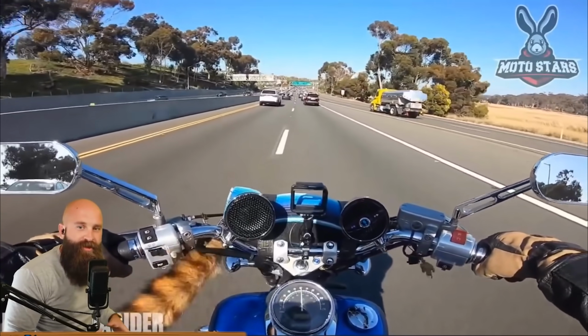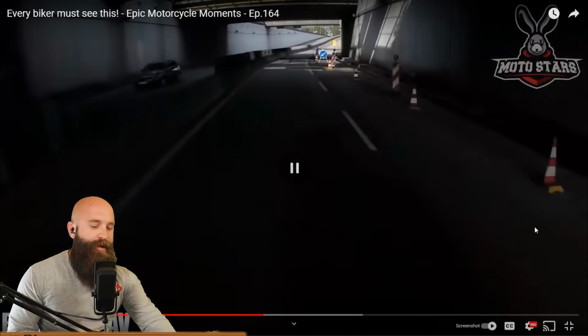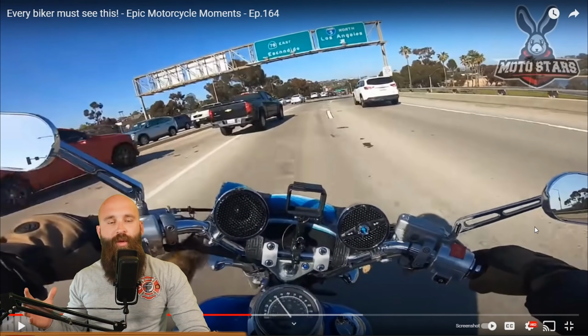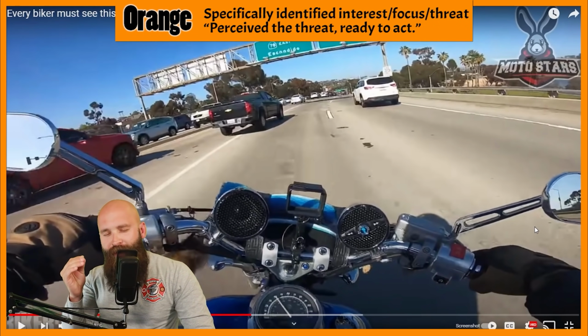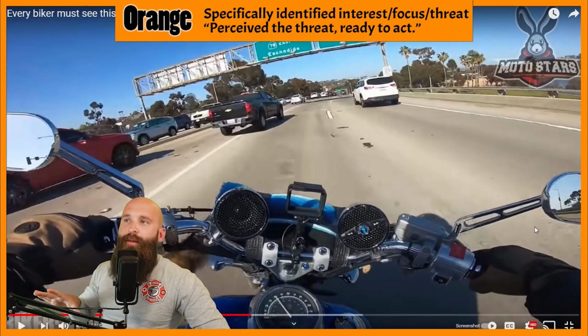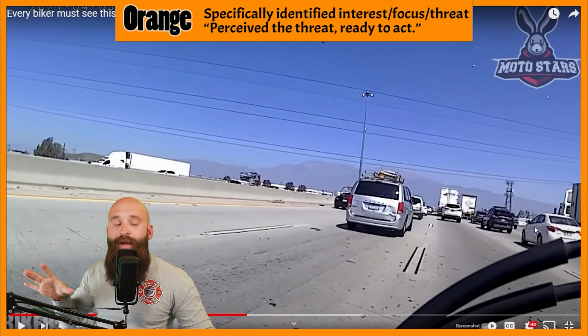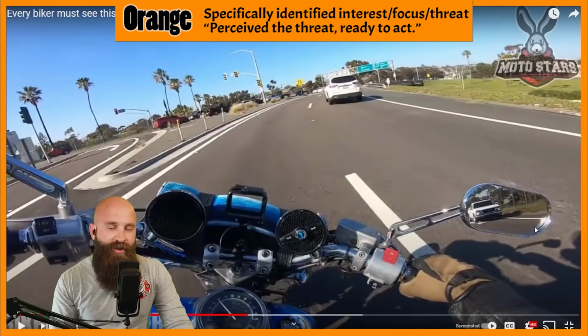Pay attention to this big old yellow semi. Those are the dangerous areas. So whenever you get to a merging area, that is orange stage. You should be prepped and ready, and you should already be scanning for hazards and maybe even located a few of them. All right, so we're going through here.